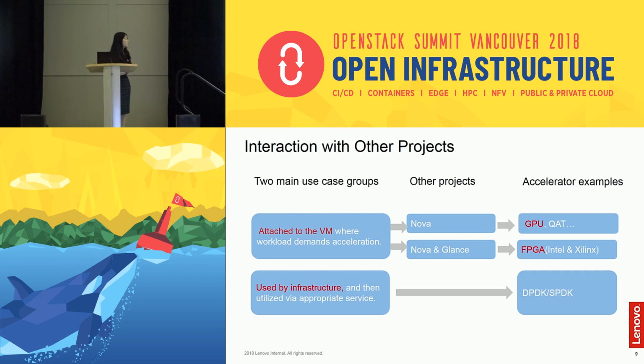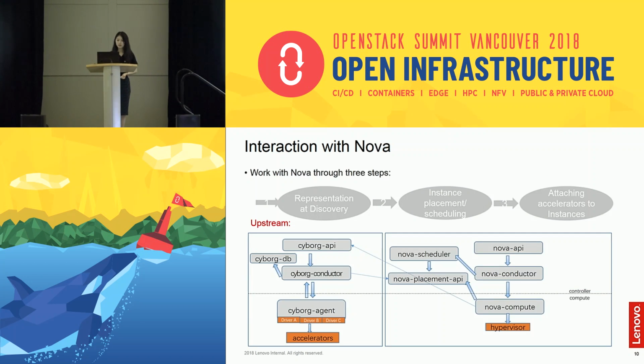In the second use case group, accelerators are used by the infrastructure and then utilized via the appropriate service, like accelerating Open vSwitch using DPDK, and then utilized via Neutron. And for scheduling an instance that needs accelerators, Cyborg needs to work with Nova through three steps.